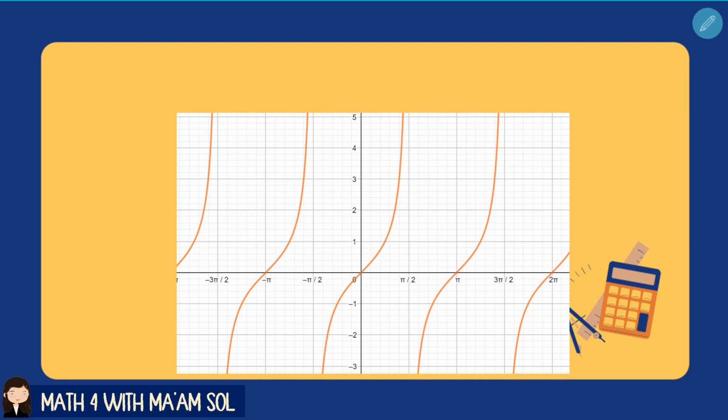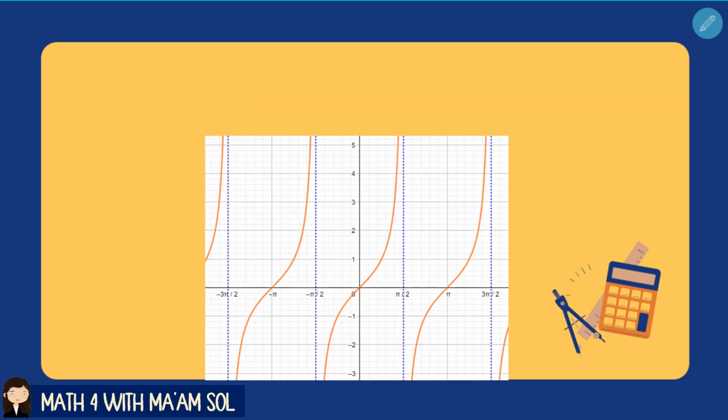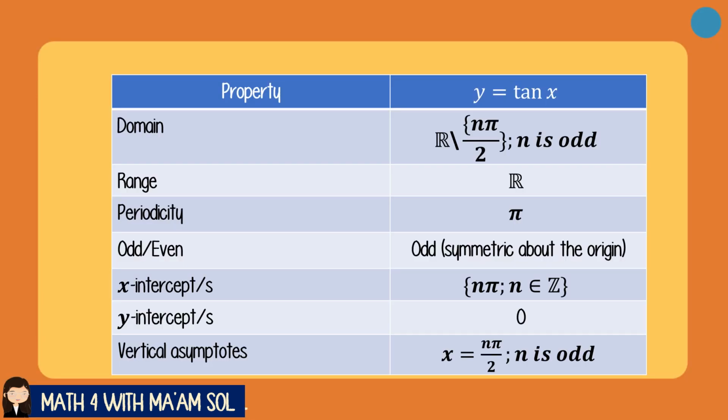Looking at the y-intercepts of the tangent function, we know that it only crosses the graph when y is equal to 0. Thus, its y-intercept is 0. Unlike the first two functions, the tangent function has vertical asymptotes. The graph approaches the lines x equals n pi over 2, where n is odd. So we have x equals pi over 2, x equals 3 pi over 2, and so on. Of course, we want to summarize the properties of the tangent function in one table.